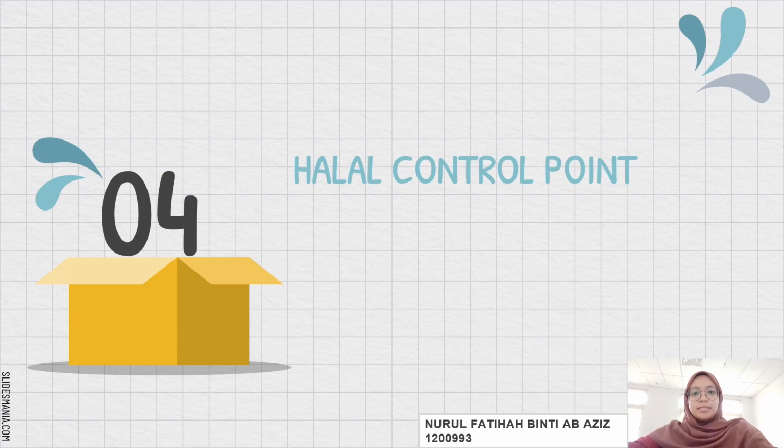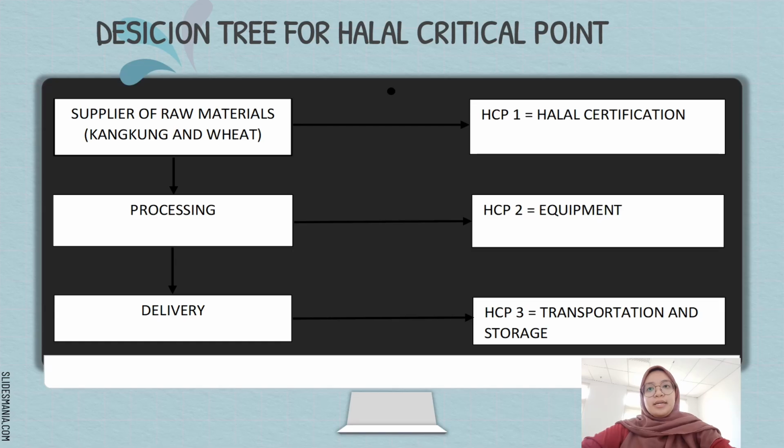Halal control point is a step or procedure at which control can be applied, and as a result, halal food cross-contamination hazard can be prevented or eliminated. Also, the first stage of submission for halal certification is identifying the halal control point for material, processing and delivery. A decision tree is a predictive assessment by mapping from observation about an item which is processed or materials to make conclusion about its status.